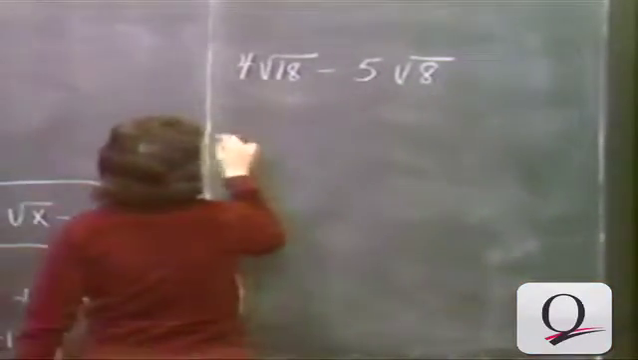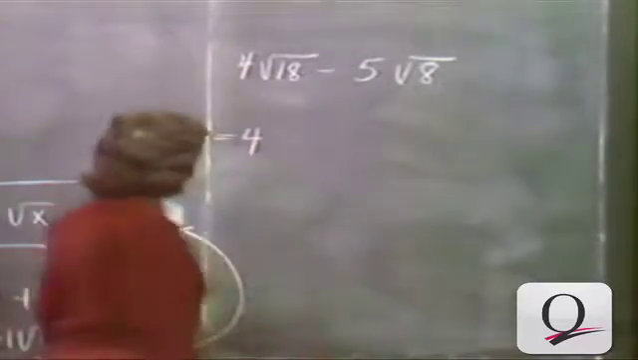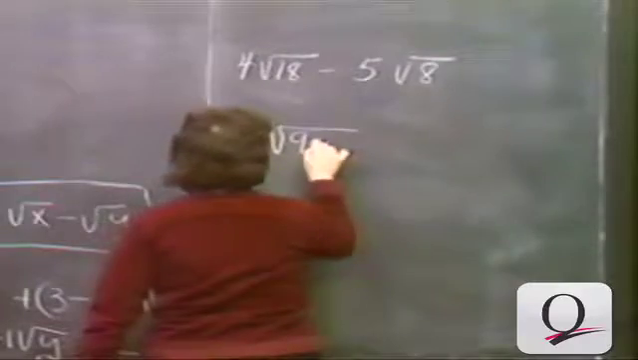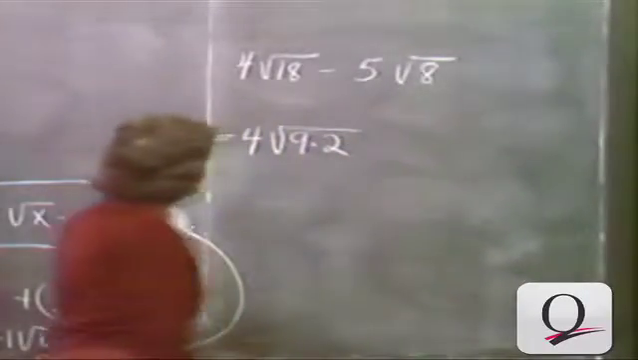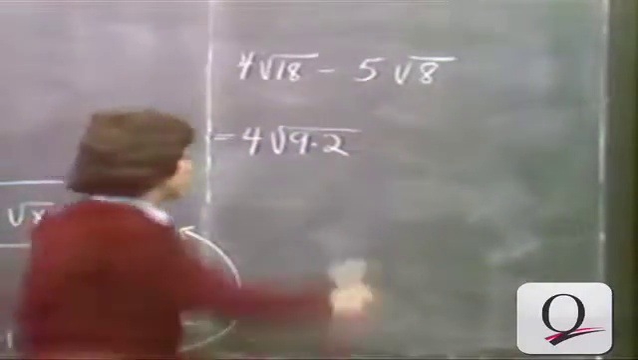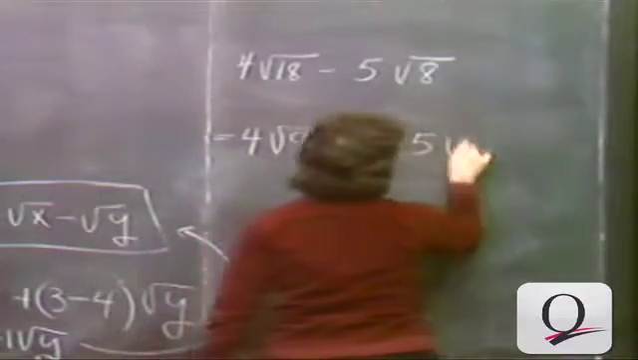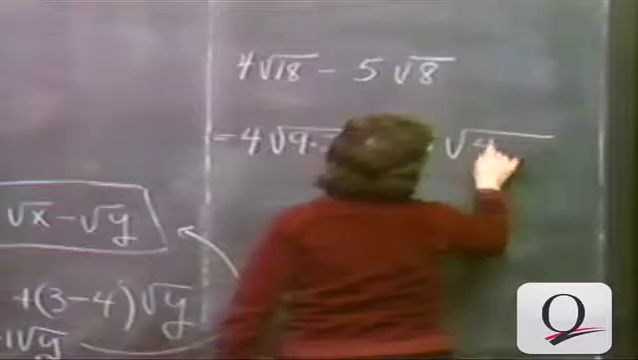Let's work this out. To begin with, I will write the square root of 18 as the square root of 9 times 2. 18 is 9 times 2. I'm looking for perfect square factors. And then I will write the square root of 8 as the square root of 4 times 2.